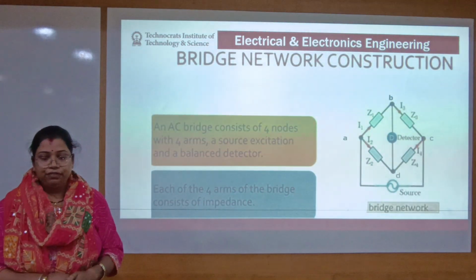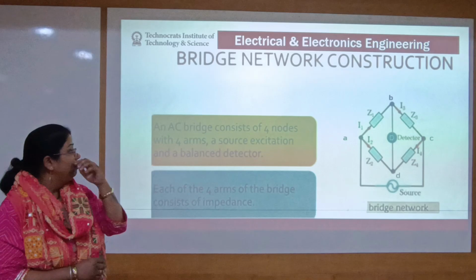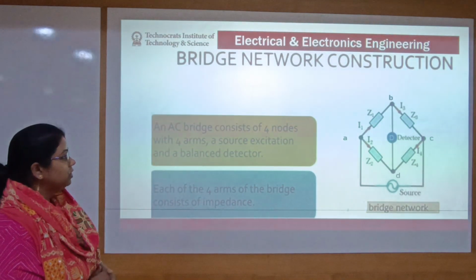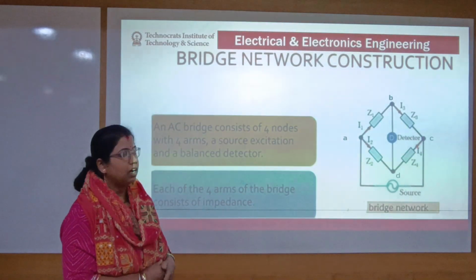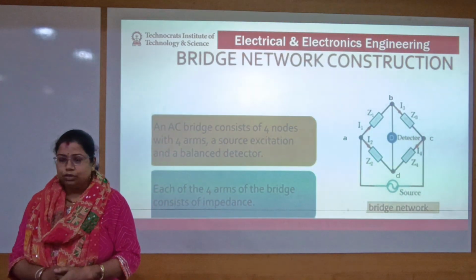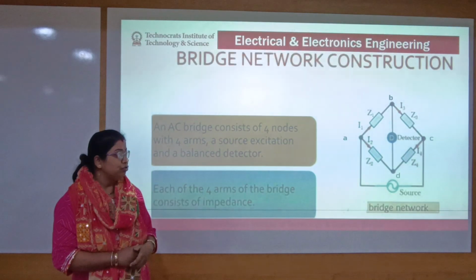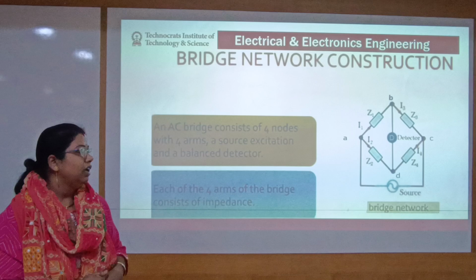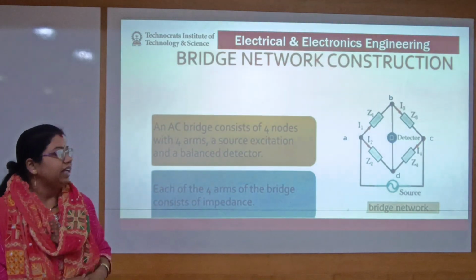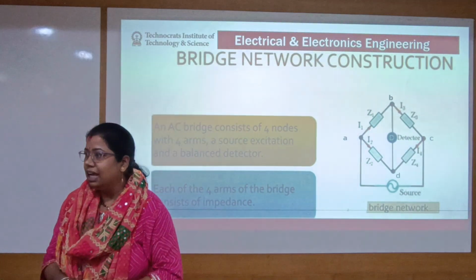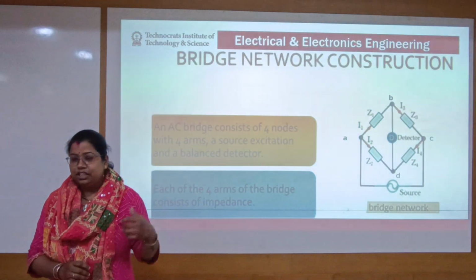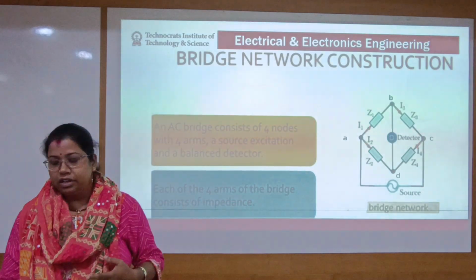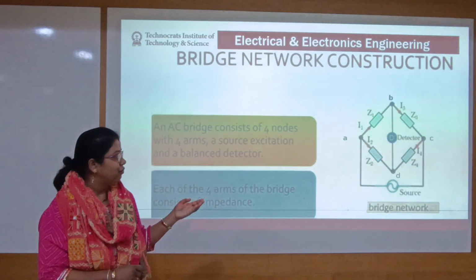The basic construction of an AC bridge: we have four arms. Between two arms we connect a detector, and across the opposite two arms we connect a supply source. If the bridge is a DC bridge we use a DC supply source, and a galvanometer as the detector. If the bridge is an AC bridge we use an AC supply source, and a tuned amplifier, a vibration galvanometer or a headphone as the detector.